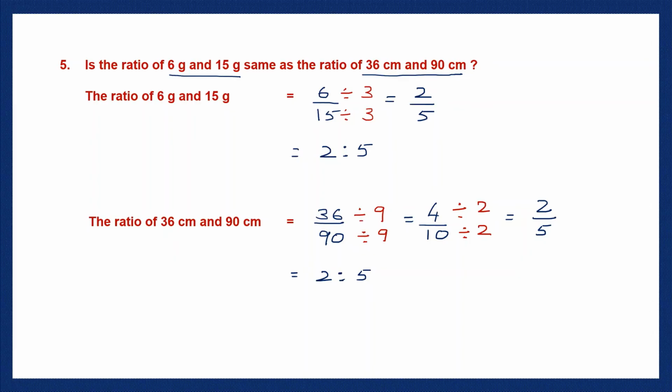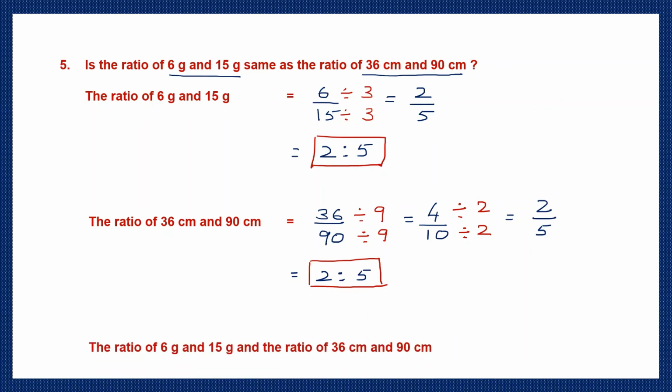So the first ratio that we got was 2:5 and the second ratio is 2:5. So the ratio of 6 grams and 15 grams and the ratio of 36 centimeters and 90 centimeters is the same. The ratios are the same. So the answer to this question is yes.